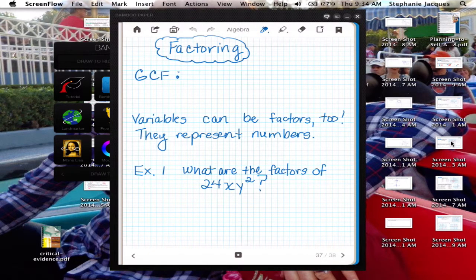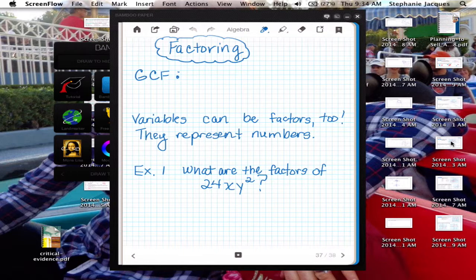Okay, we're going to shift gears just a little bit. I know you've been graphing quadratics, but we're going to get into something called factoring. And factoring will lead back up to quadratics, but we need to go to the basics of it first before we get into the major factoring.